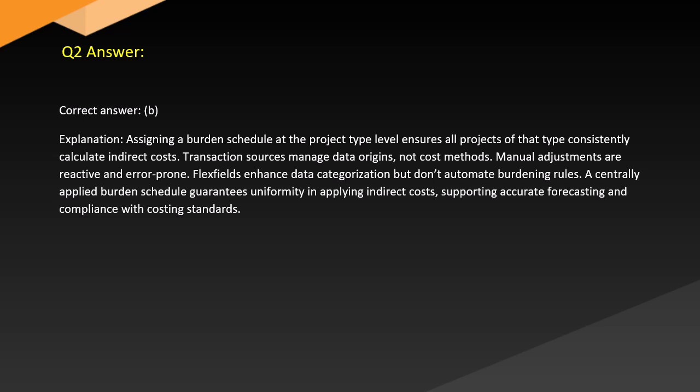Answer. Correct answer: B. Explanation. Assigning a burden schedule at the project type level ensures all projects of that type consistently calculate indirect costs. Transaction sources manage data origins, not cost methods. Manual adjustments are reactive and error-prone. Flex fields enhance data categorization but don't automate burdening rules. A centrally applied burden schedule guarantees uniformity, and applying indirect costs supports accurate forecasting and compliance with costing standards.